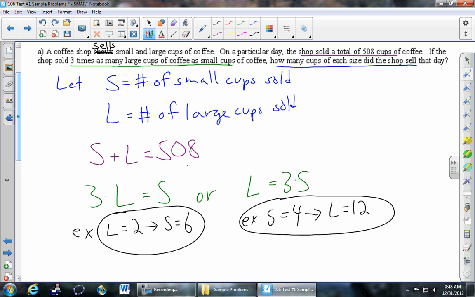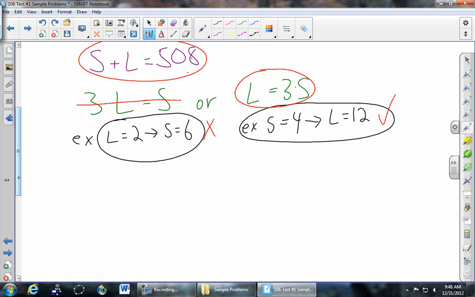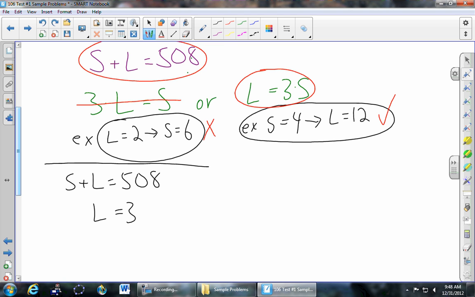So it's really the second equation that's the one that's good. So I'm going to put a big X next to this first equation here. That's not right. Second equation gave us the right thing. So we're going to use this together with this. So I'll put 1 line through that. That is not the right equation. Okay, so I've got now my system of equations. I'll just copy them together. So we got S plus L is equal to 508. And then L is equal to 3S.